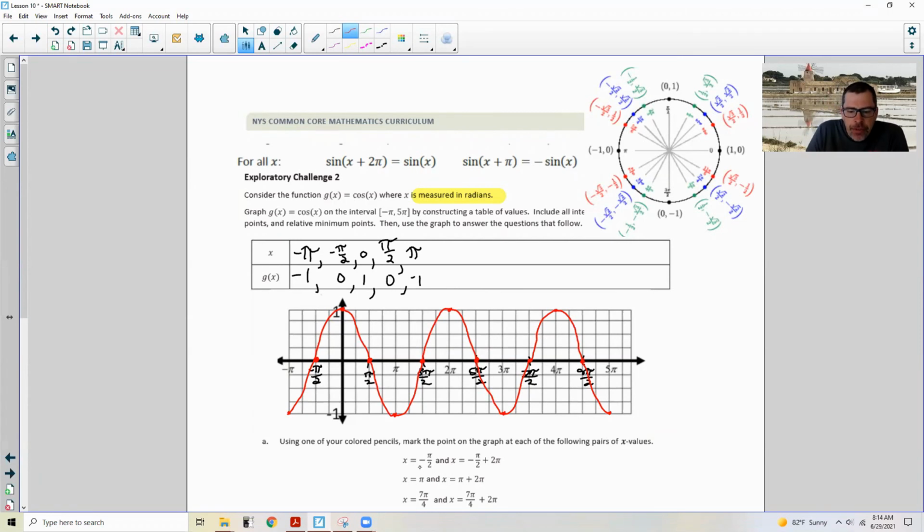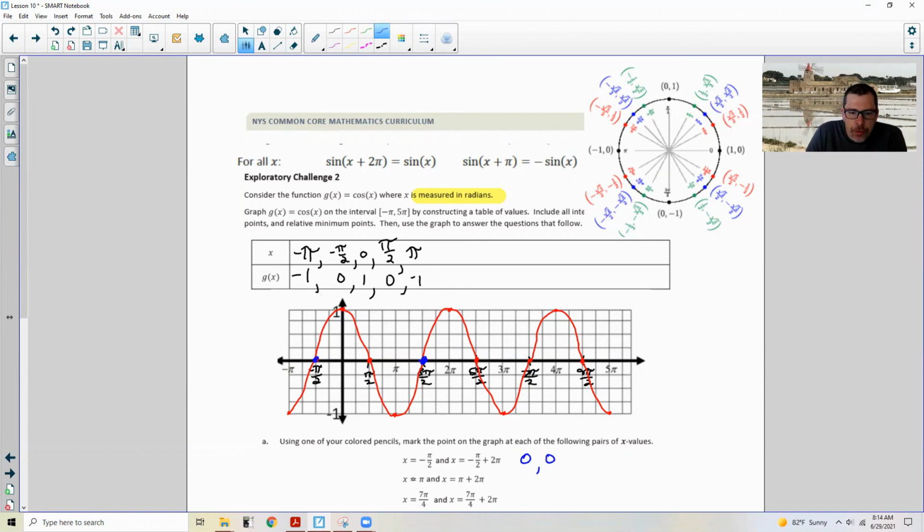Alrighty. And x equals negative pi over 2. Now it says using one of your colored pencils, so I'll switch to blue. Mark the point on the graph at each of the following pairs of x values. X equals negative pi over 2, which is right here. Okay, well that is 0. And x equals negative pi over 2 plus 2 pi. Well, 2 pi minus pi over 2 would be here. All right, that's 3 pi over 2, and that will be a value of 0 as well.